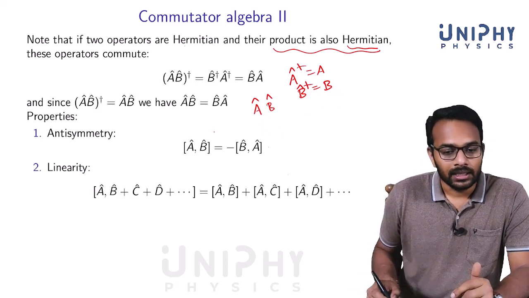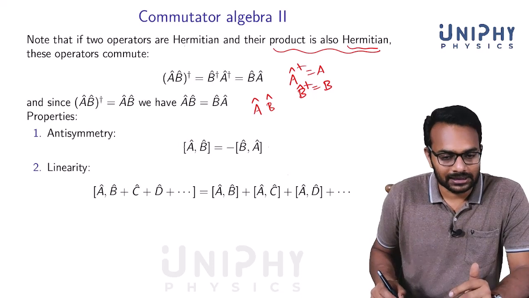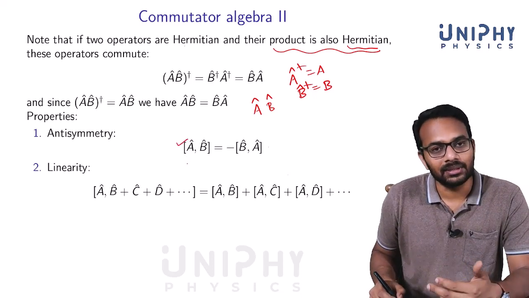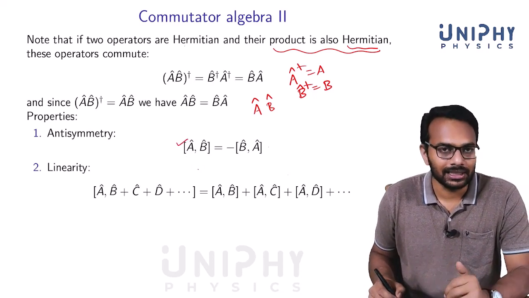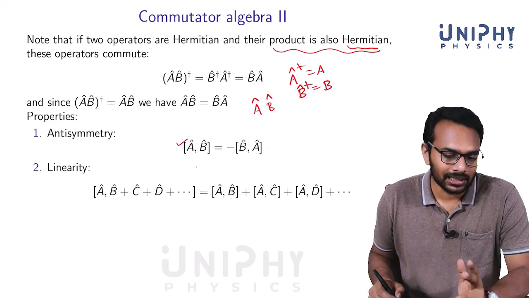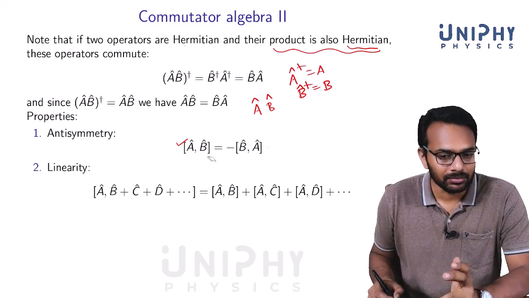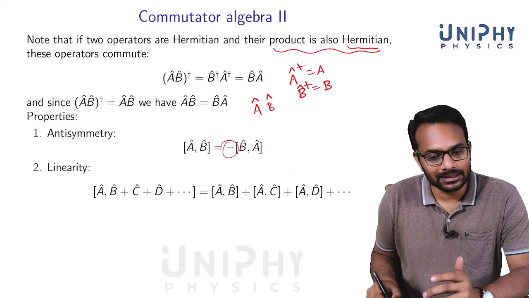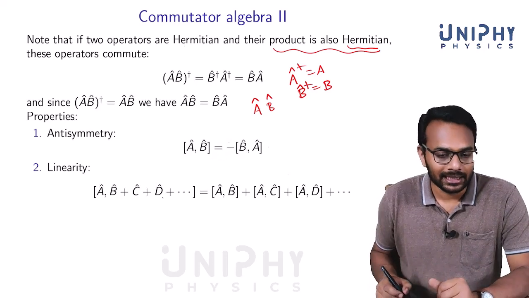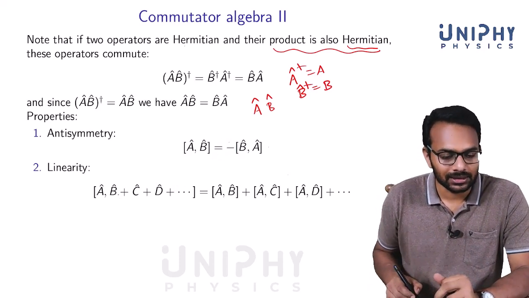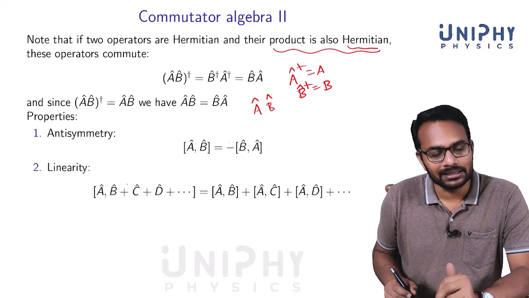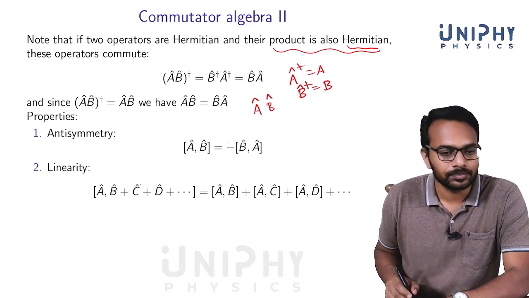Now let's look at some properties. The first thing is antisymmetry, which is exactly the same thing that we had seen in Poisson brackets. If you interchange the arguments in the commutator bracket, you get a minus sign. There's also linearity, which again we had seen in the Poisson brackets.